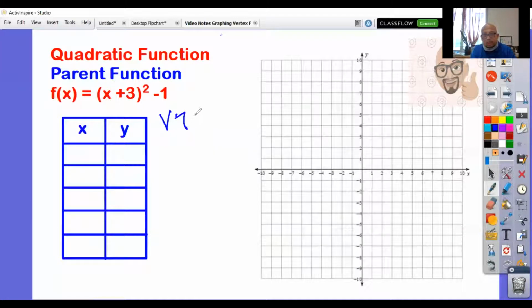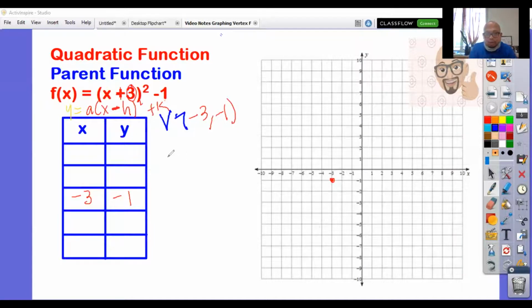The vertex here is, remember, the equation is y = a(x − h)² + k. The h here is 3, but that's minus, and this is plus, so you do the opposite. So the vertex here is (−3, −1), the number outside is your k, negative 1. So we go to (−3, −1), okay? Now, I'm going to put the negative 3 here. I'm going to put the negative 1 there.